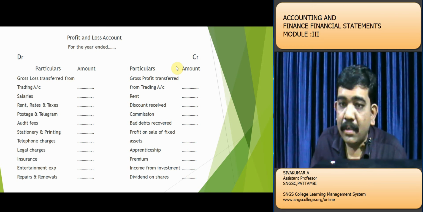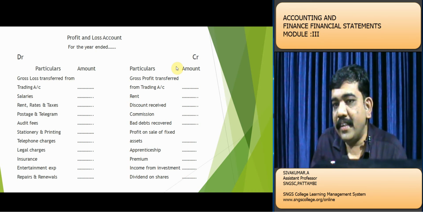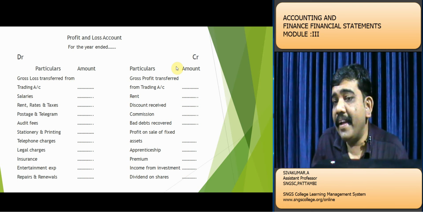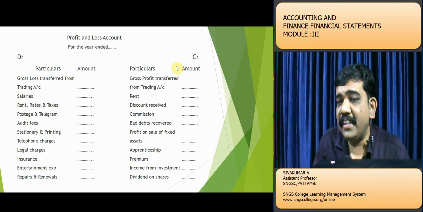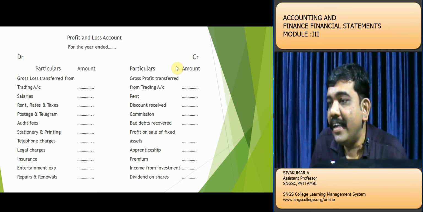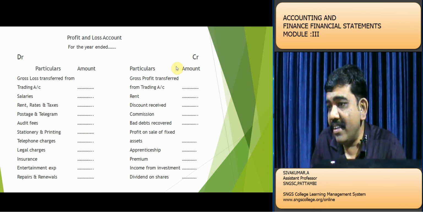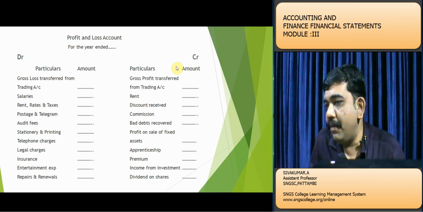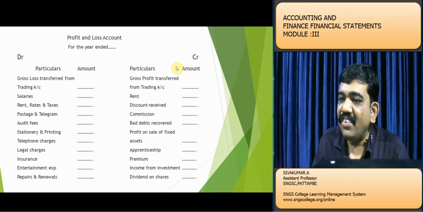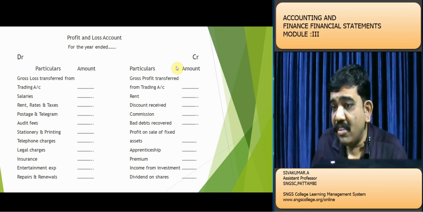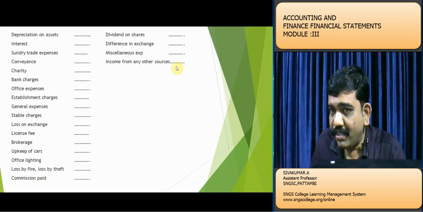Salaries, rent, rates, taxes, postage, telegram, audit fees, stationery, printing, telephone charges, legal charges, insurance, entertainment expenditure, repairs, renewals. Whereas some items are to be credited: rent received, discount received, commission received, bad debt recovered, profit on sale of fixed asset, apprenticeship premium, income from investment, dividend on shares.